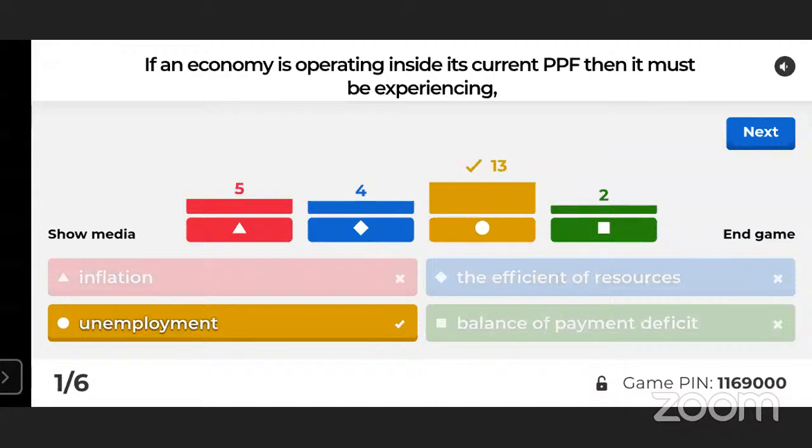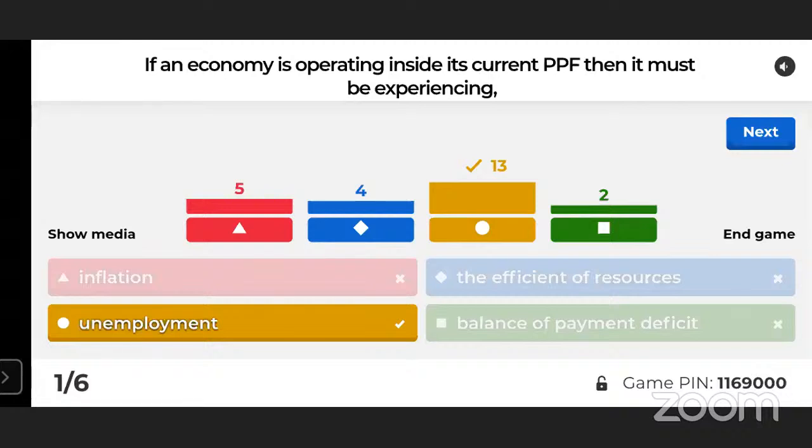If an economy is operating inside its current PPF, production possibility frontier, then it must be experiencing... It's an easy question. Inside the PPC, at any point, what do you call that? Unemployment of resources. The resources are not utilized; some resources are wasted. Now 13 students have the correct answer. But not all 13 will get the same points, because the fastest finger will be number one.